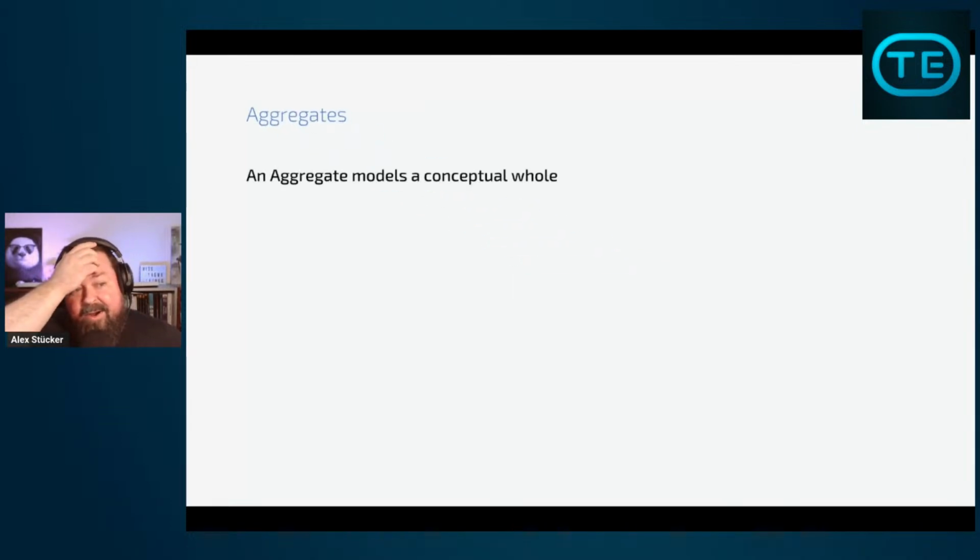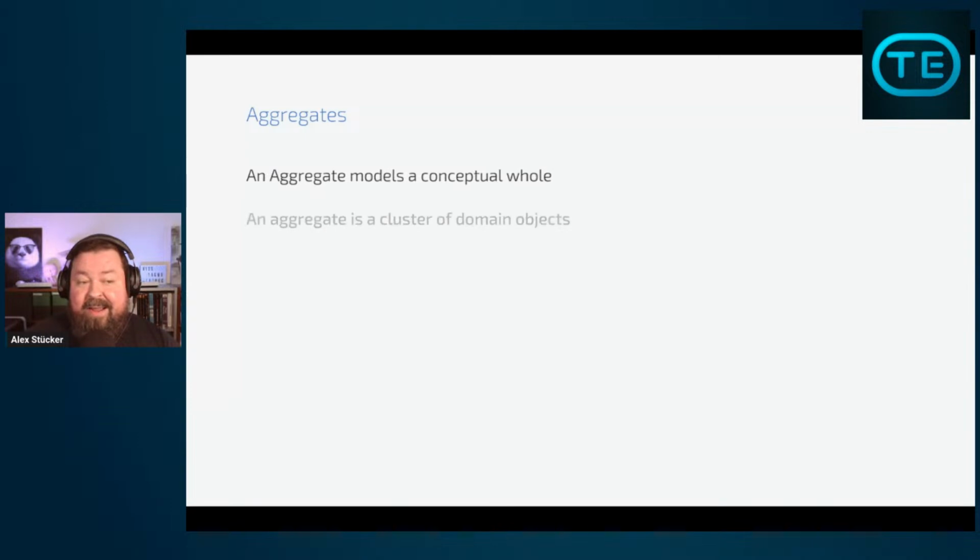Now, let's go to the next point, and let's start with the aggregates. What are aggregates? An aggregate models a conceptual whole of the domain. An aggregate is a cluster of domain objects. Till now, what I've said about aggregates matches the general definition of an aggregate. An aggregate is just a cluster of domain objects. But from now on, there will be slight differences.